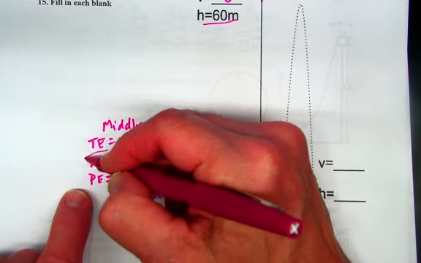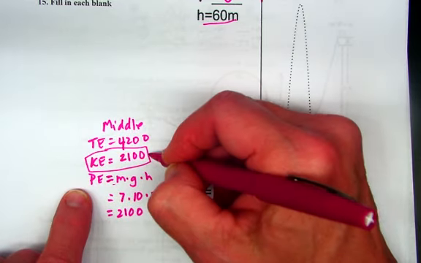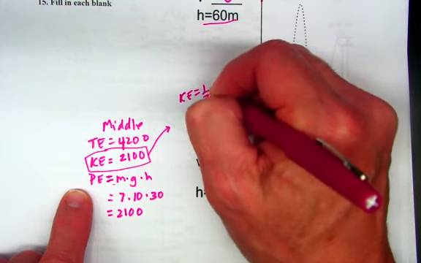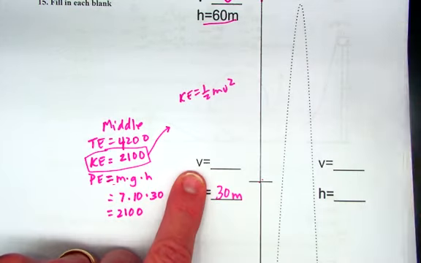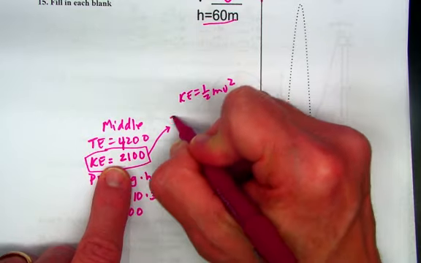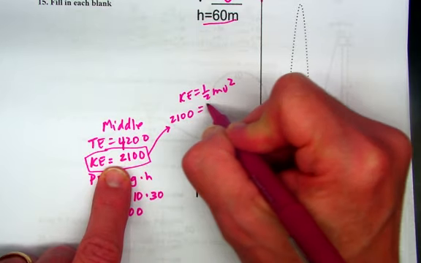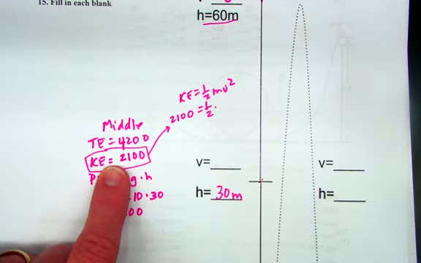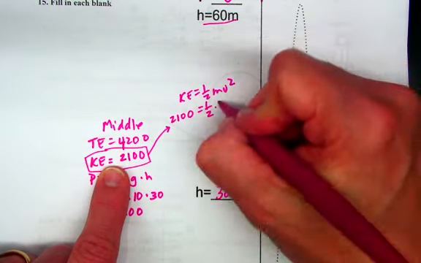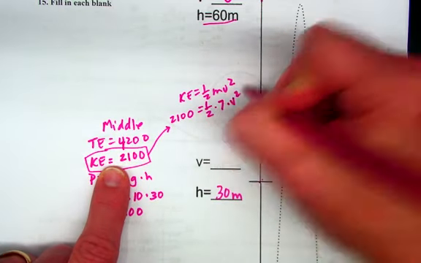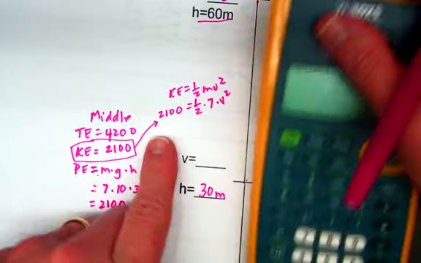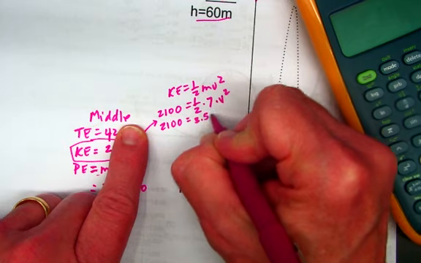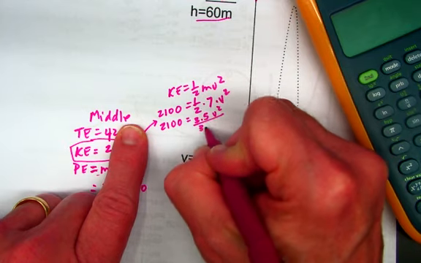Once we know our kinetic energy, then we can use our equation, KE equals 1/2 mv squared, to solve for V. So I'm going to plug in my kinetic energy of 2,100. I'm going to put in my 1/2, and I'm going to put in my mass, which is 7, and I'm going to solve for V. So I'm going to do that by simplifying. 2100 equals 3.5 v squared. Divide both sides by 3.5.